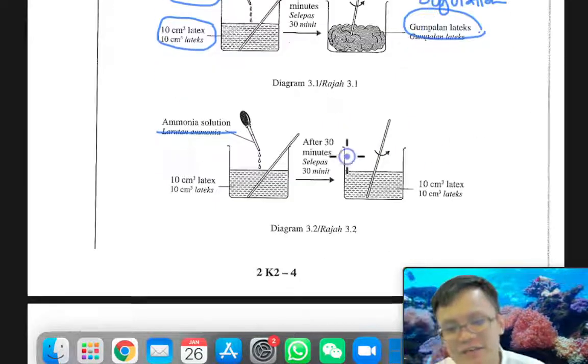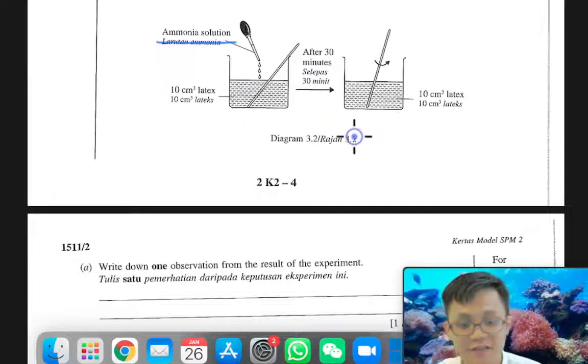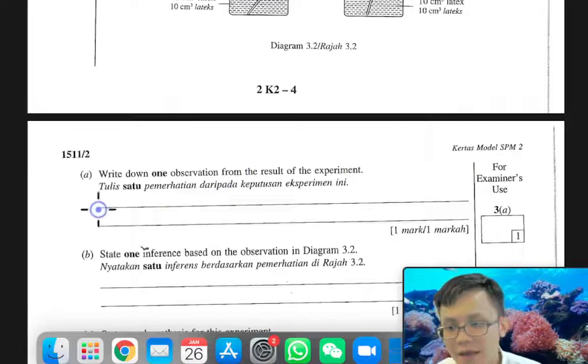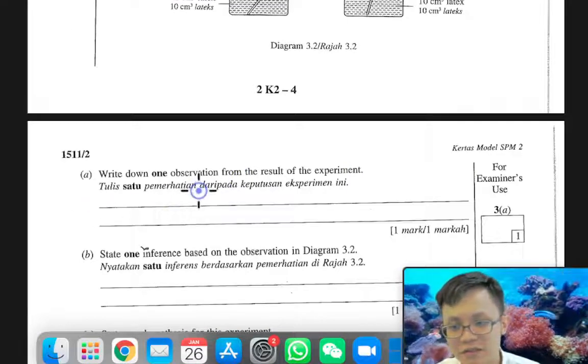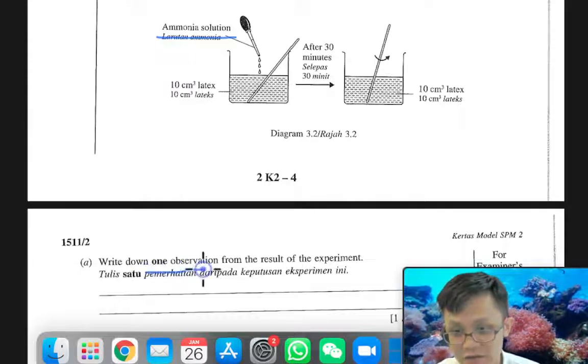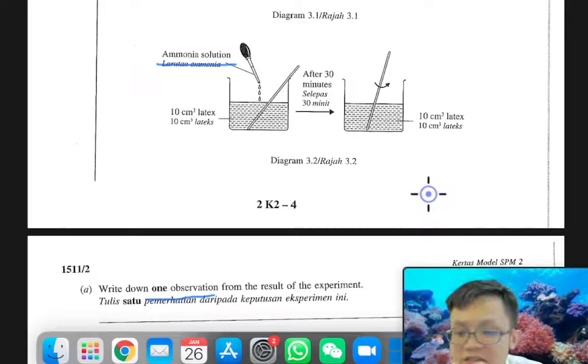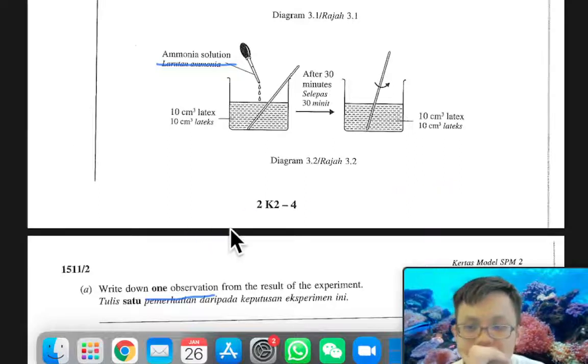Okay, yes. So it's for transportation, and you put the latex back to liquid so that you can process it in the factory. Part A: write down one observation from the result of the experiment. What is the observation from the result of the experiment? Observation.